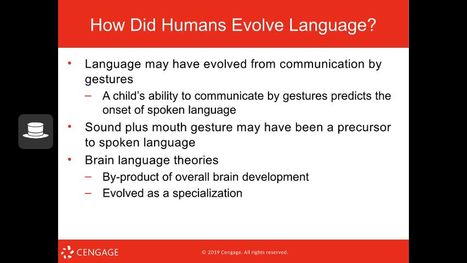So there are some brain language theories. One is that it's just a byproduct of our overall brain development. As other things were developing, that just coincidentally happened as well. Or it evolved as a specialization. So it wasn't necessarily an accident, but we started to develop it, and then because it became useful, we developed it even more.